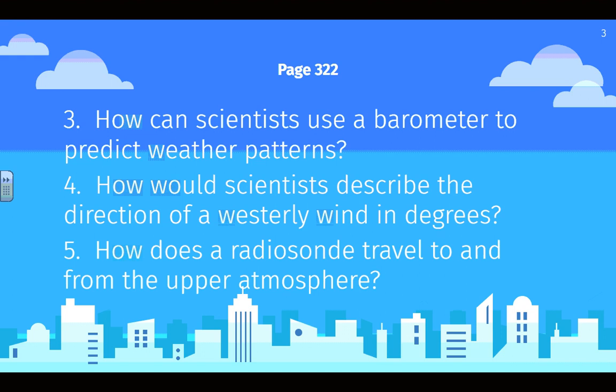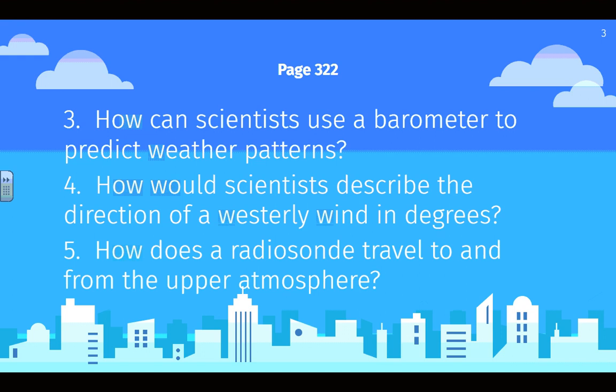Question number 4. How would scientists describe the direction of a westerly wind in degrees? Answer: 270 degrees.